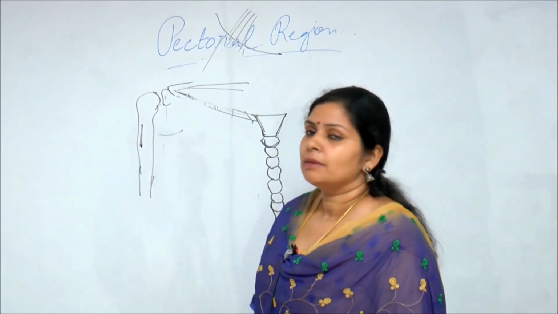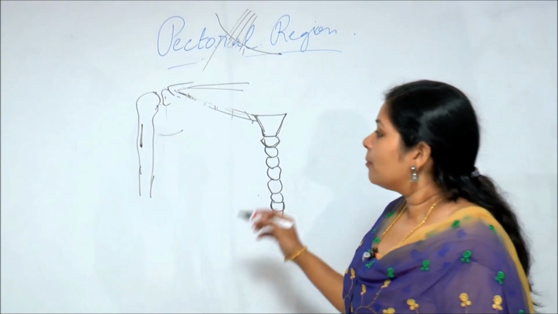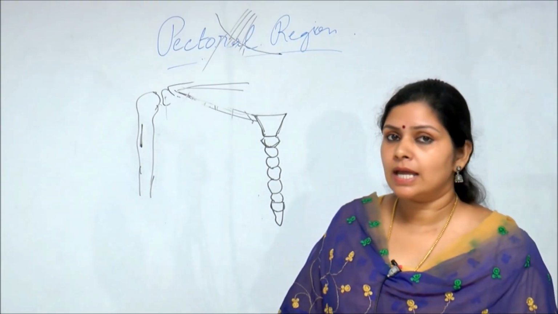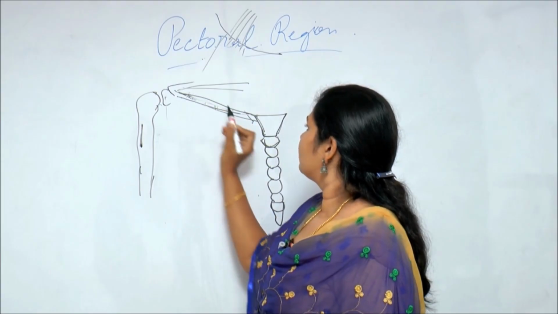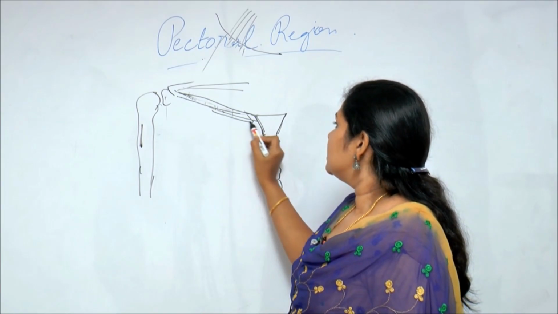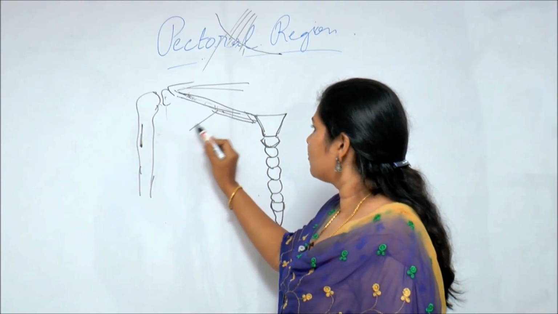Now, after removing the pectoral fascia, what you see is the pectoral muscles. Pectoral muscles are number one. The first one that you see is the pectoralis major. The pectoralis major arises from the anterior surface of the clavicle, the medial 2/3 of the anterior surface of the clavicle. So, these are the clavicular fibers.